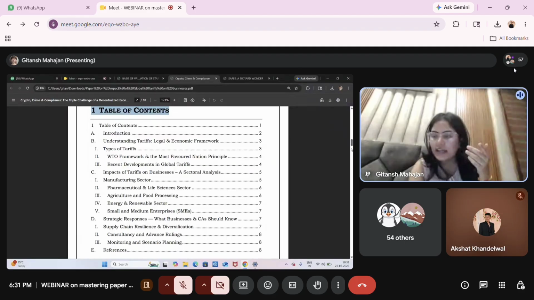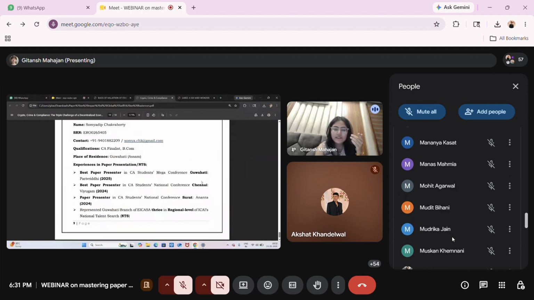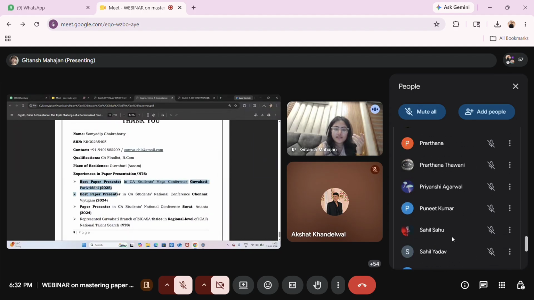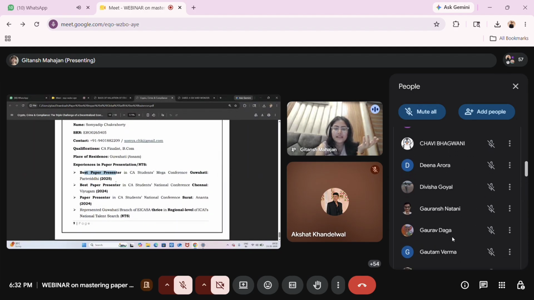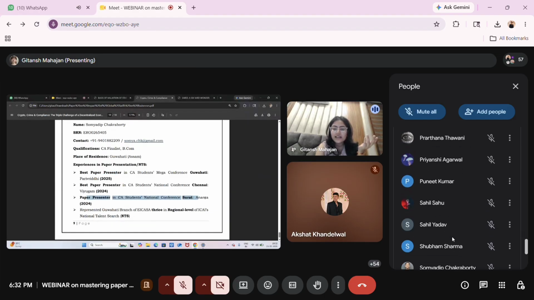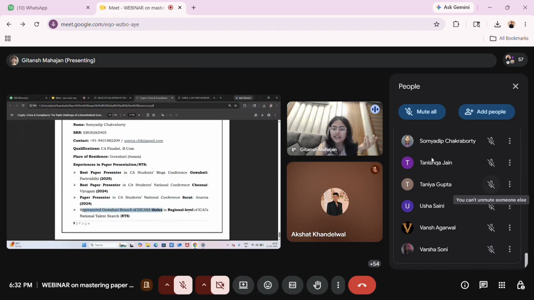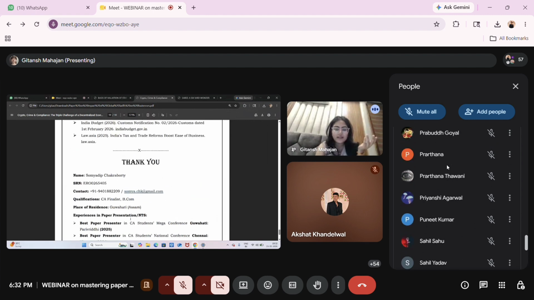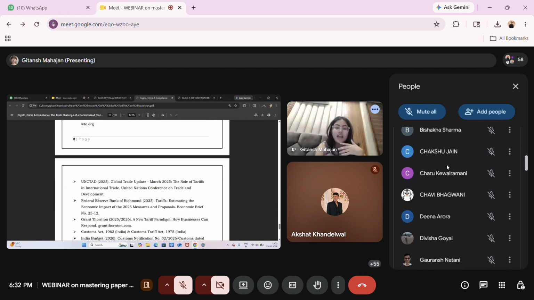So see, this again has different heads and different subheads. Then there was proper header and footer. There was proper margin, and the most important thing, the best thing about this paper, is that it already had a table of contents at the start. Again, as mentioned at the last, there was a brief profile about the achievements of the presenter. See, this person has been the best paper presenter at various conferences and has represented himself in national talent search competitions.